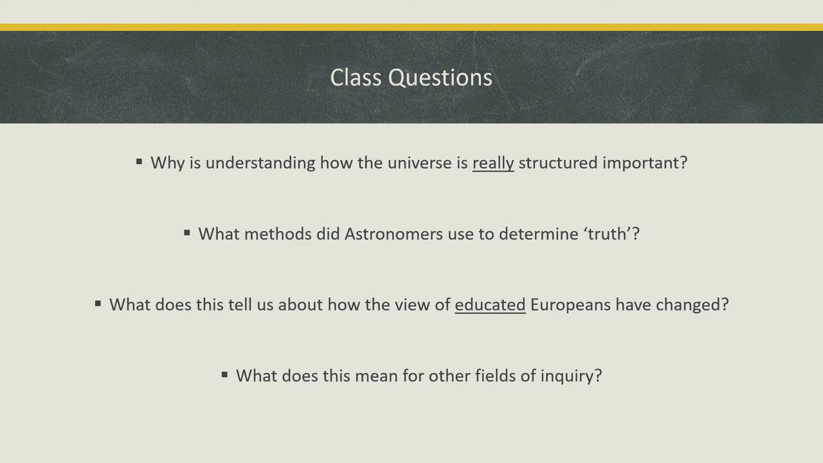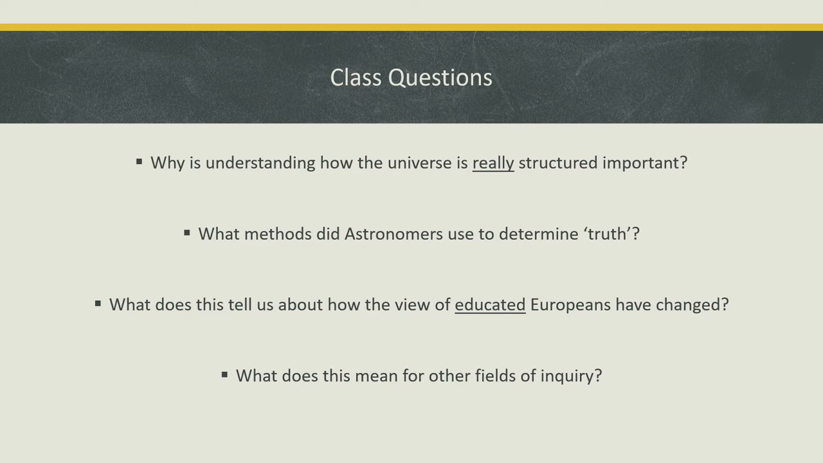really structured? And what methods did astronomers use to determine the truth? What did Galileo and Copernicus and Kepler use to determine what is the true nature of our solar system? So what does this tell us about educated Europeans, and have their views of the universe changed? And how does this affect other fields of inquiry?